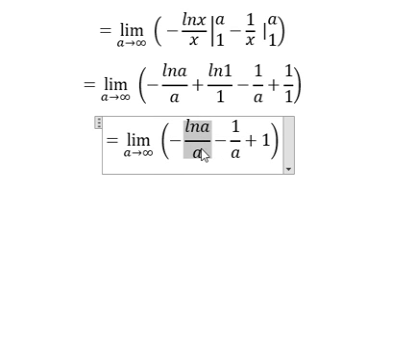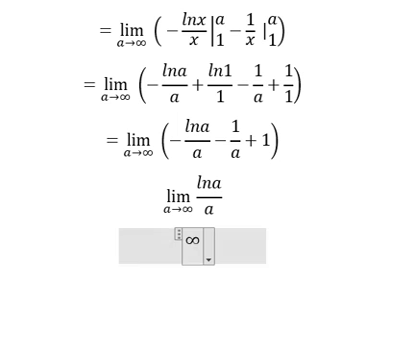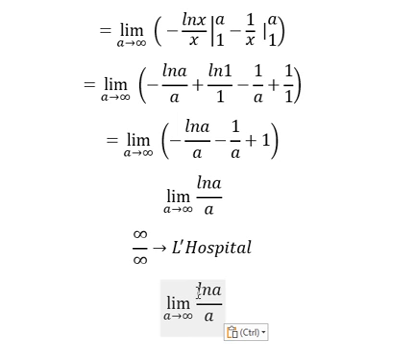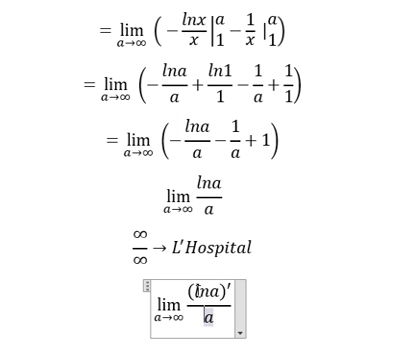Now I will consider this limit in here. So when I approach to positive infinity, this one will go to positive infinity. Ln a will go to positive infinity. This one similar. So we have positive over positive. So we can use L'Hospital. That means we need to do the first derivative on numerator and denominator.